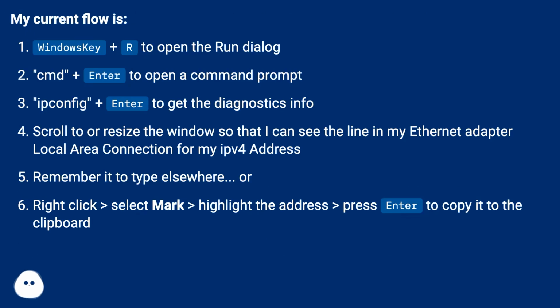My current flow is Windows key plus R to open the run dialog. CMD plus enter to open a command prompt. Ipconfig plus enter to get the diagnostics info. Scroll to or resize the window so that I can see the line in my Ethernet adapter local area connection for my IPv4 address. Remember it to type elsewhere, or right-click, select mark, highlight the address, press enter to copy it to the clipboard.